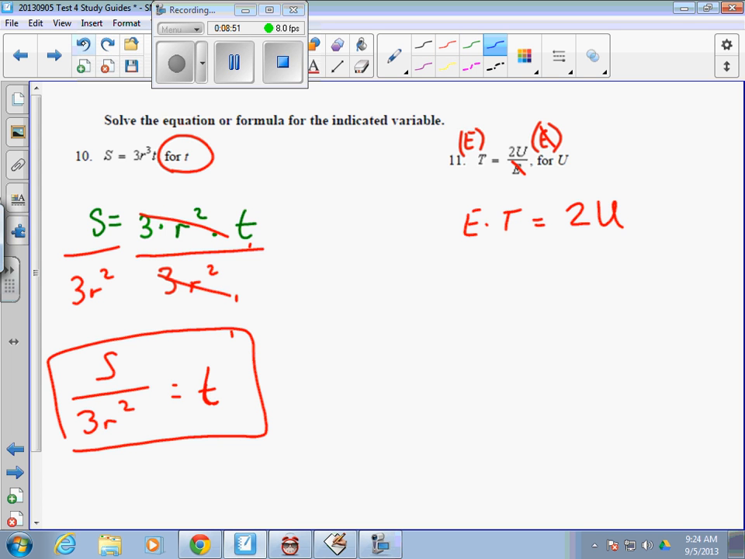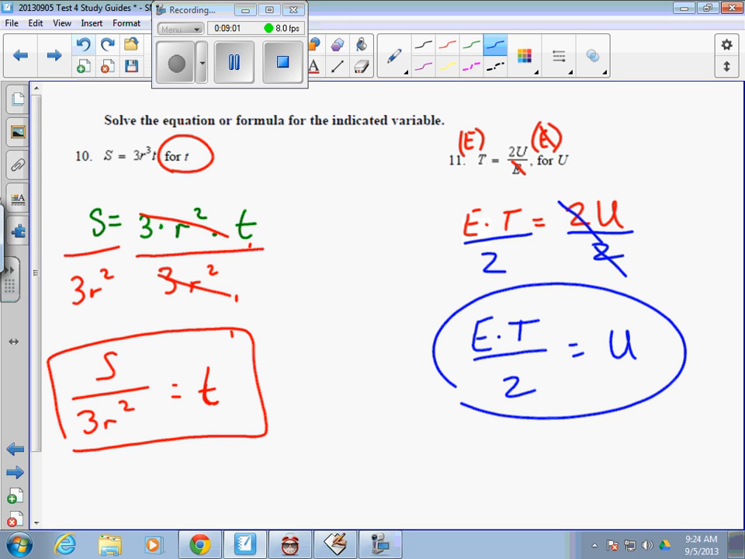Get rid of 2 times something by dividing by 2. If you do it to the right, do it to the left. E times t divided by 2 equals, these will cancel, just u. That's what we were looking for.